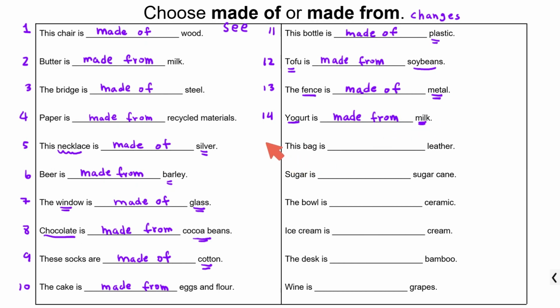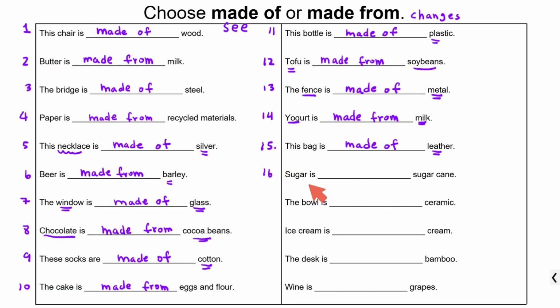The next one, number 15, we have this bag is leather. So I can touch the material and I can feel it and I can see it. So the bag is made of leather.